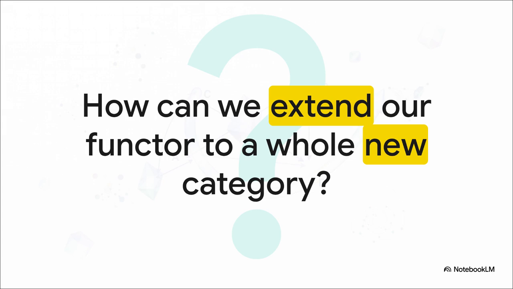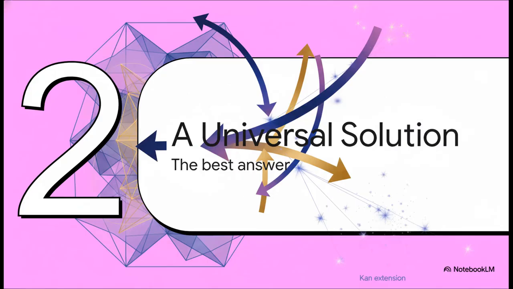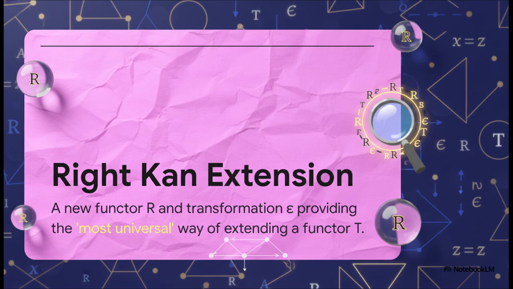You can't just make stuff up. You need a principled approach, a system. And this is where the sheer elegance of category theory just blows you away. It doesn't just give you an answer to this problem, it gives you the best possible answer, a universal one. This solution has a name, the right Kan extension. Now, don't worry about the jargon. It basically gives you two key things, a new extended map, that's the functor R, and a little something that acts like a guarantee, ensuring the new map doesn't mess up anything from the old map.